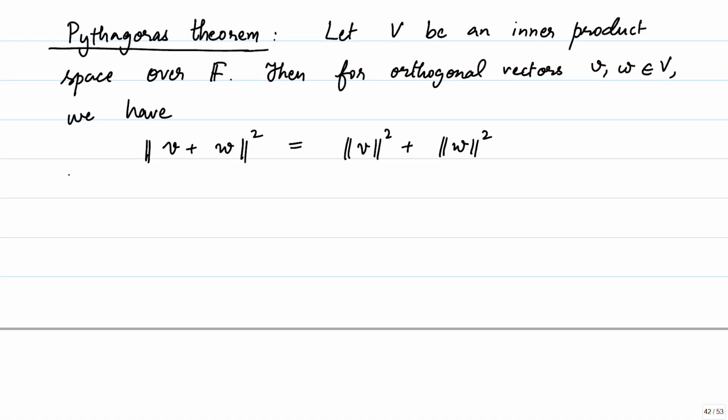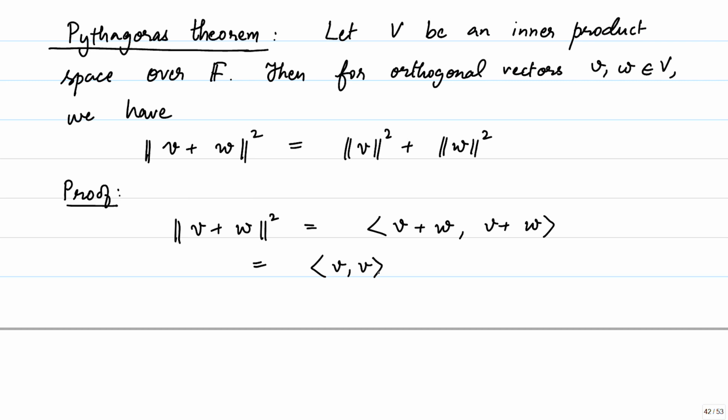Okay, let's give a proof of the celebrated theorem in the case of an inner product space. So what is the length of v plus w squared? That is just the inner product of v plus w with itself. But our inner product is linear in the first variable and conjugate linear in the second variable. And using that, this is just going to be equal to (v,v) plus (v,w) plus (w,v) plus (w,w).